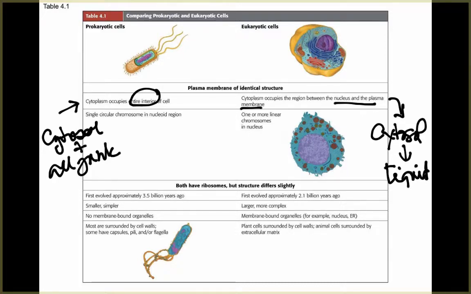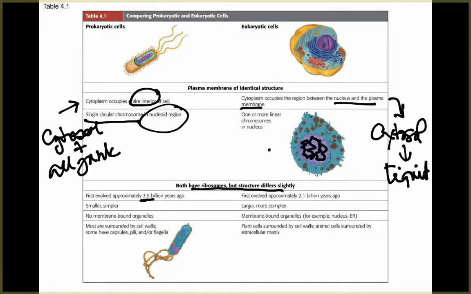Okay? Now, prokaryotes tend to have singular circular DNA, in what's known as the nucleoid region. They do not have an actual nucleus, whereas if you look in eukaryotic cells, they have one or more linear chromosomes, and that's the chromatin that you find inside the center nucleus. Both have ribosomes, but they are structurally slightly different.